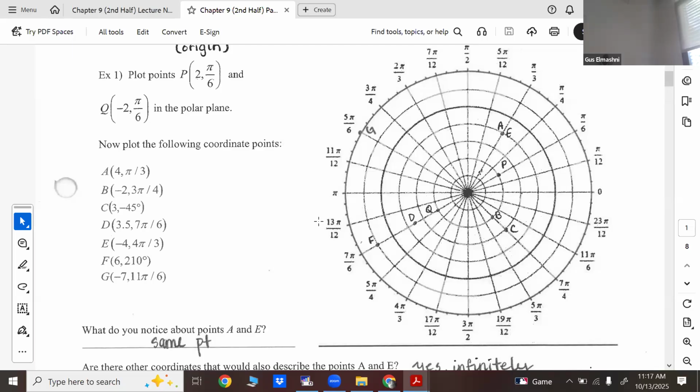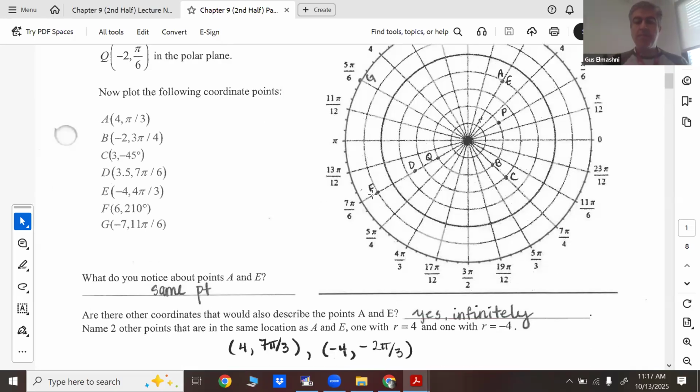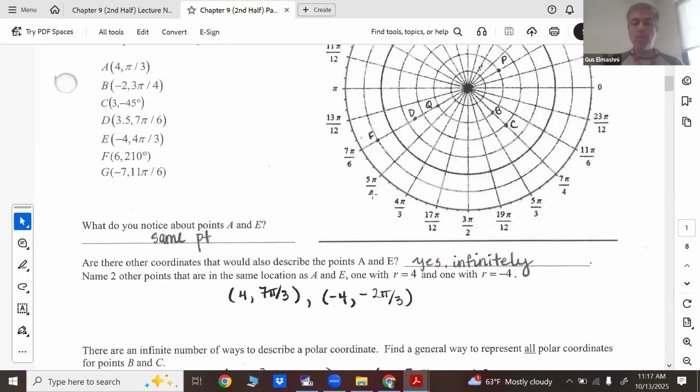You think of an angle coterminal to 4 pi over 3? So if I go around once, then it's 10 pi over 3, so that is negative 4 comma 10 pi over 3. It'll still be the same place, then you have to reverse after you land at 10 pi over 3. So there's infinite places where that can happen. What are two other values? I gave them right there: 4 comma 7 pi over 3 or negative 4 comma negative 2 pi over 3. Those work. There are infinite number of ways to describe a polar coordinate.